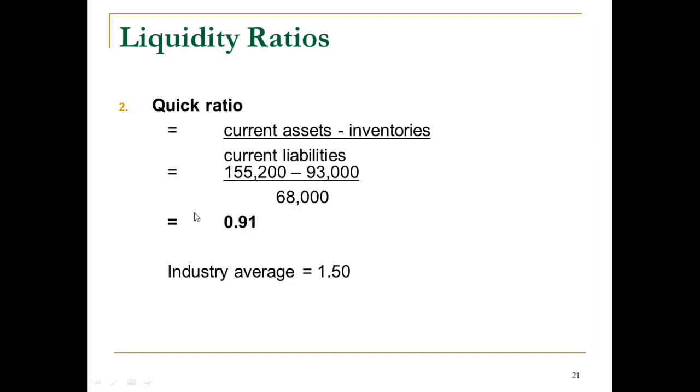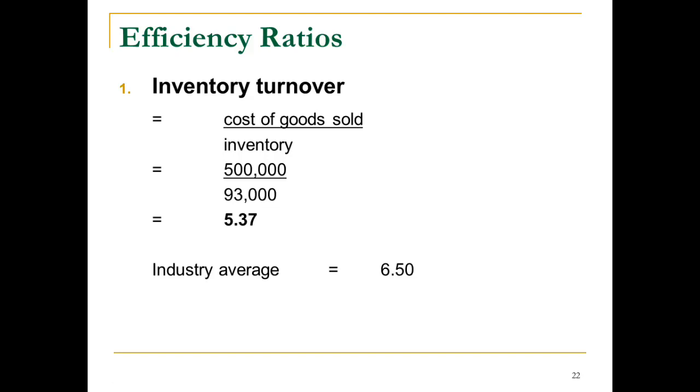So that is for liquidity ratio. And then we look at the next ratio, which is the efficiency ratio. The efficiency ratio we have firstly is the inventory turnover. So how is our inventory being turned over based on the cost of goods sold. So the formula is the cost of goods sold divided by inventory.